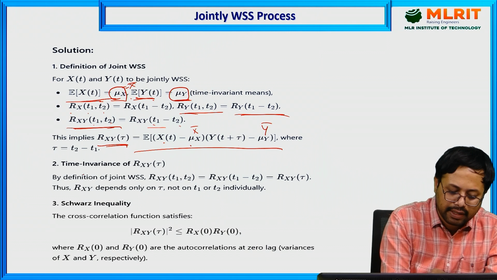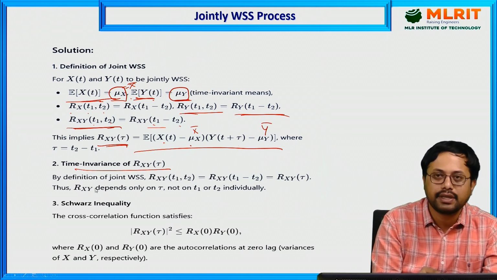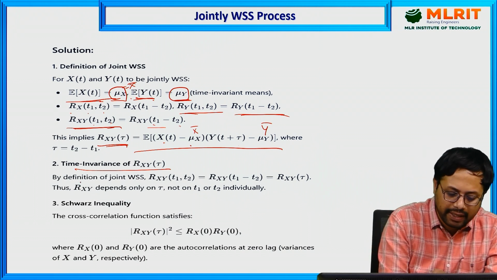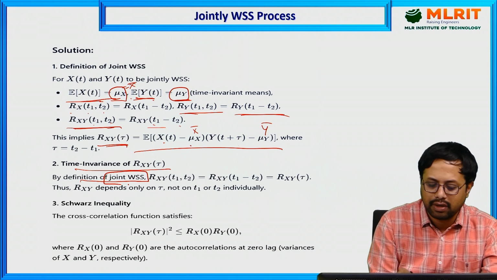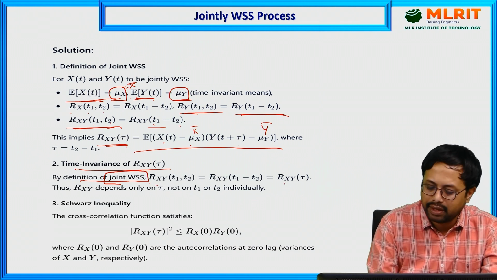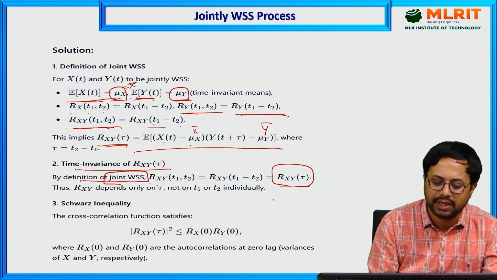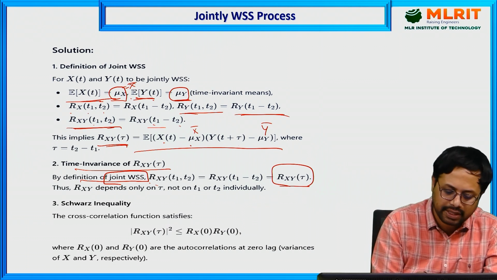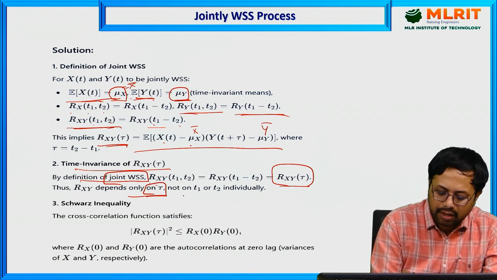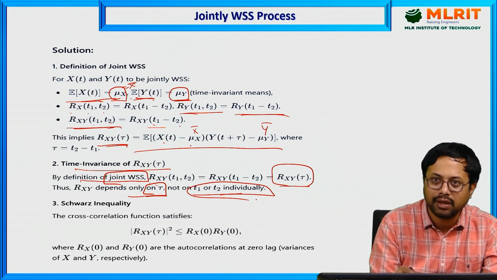Now next, the time invariance. Here we need to show that the cross correlation function is independent of time t, with the help of the inequality condition. By the definition of jointly wide sense stationary, we know that it is independent of time t. Then you get Rxy of tau, where tau is the difference of two time instants, either t1 minus t2 or t2 minus t1. It depends upon tau and not on t1 and t2 individually.